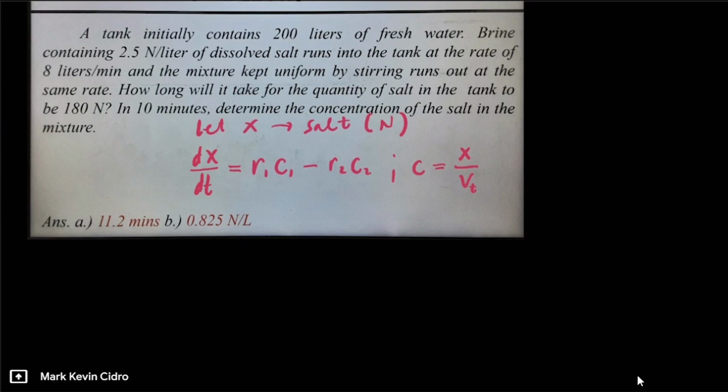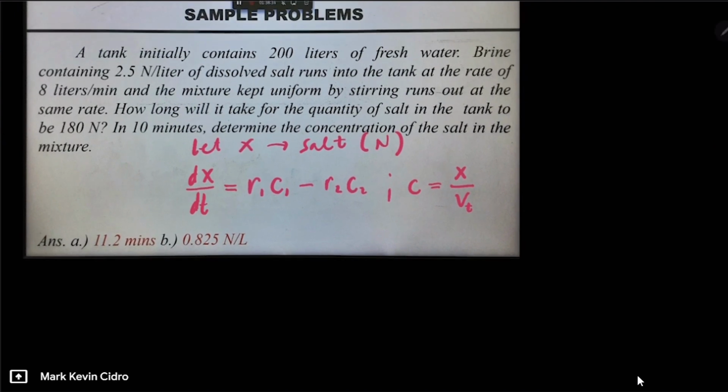Because in the problem, at a rate of 8, and the mixture is kept uniform by stirring, runs out at the same rate. That means the inflow and outflow rates are the same. So, that means the volume is constant.